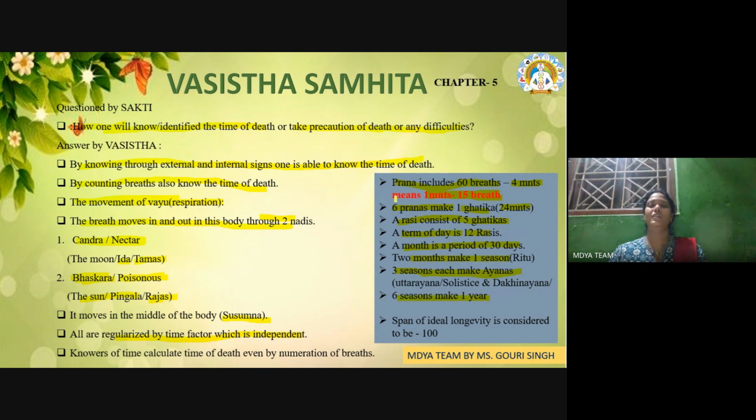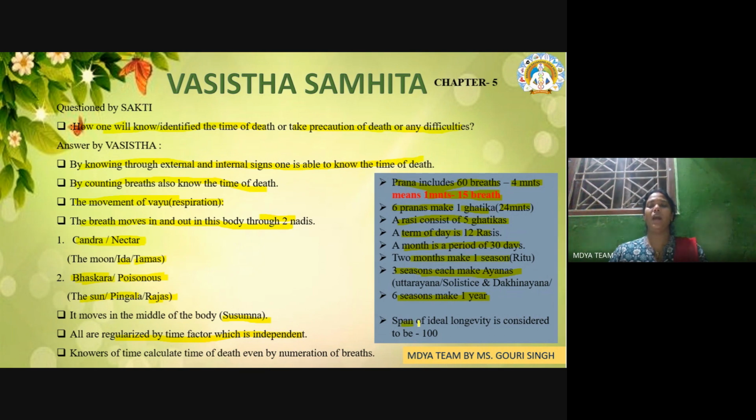This whole detail is given by Vasistha: how our breath is related to the rasis, how rasis are related to the month, how the month is related to the season, how the season is related to our 1 year. All of these are interlinked to each other.